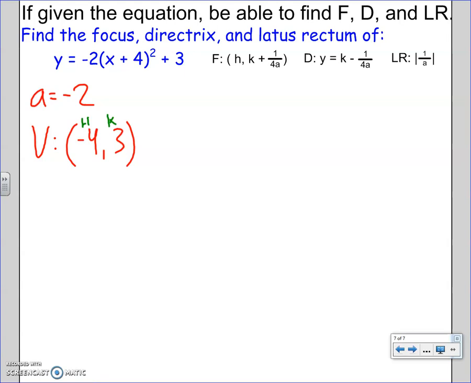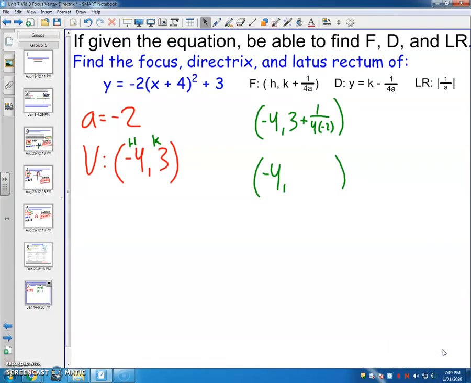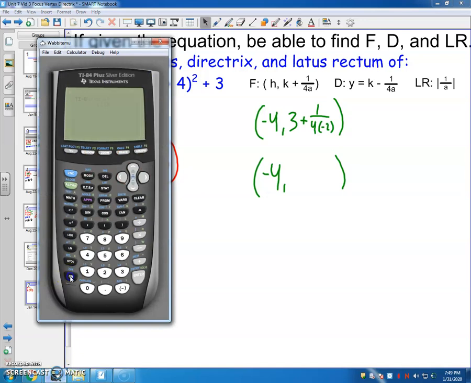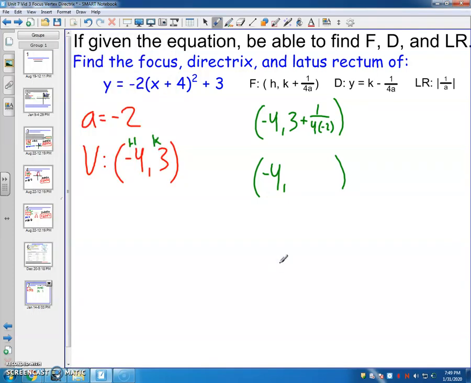So F says it's a point, parentheses, this is H is -4, comma, K is +3 plus 1/4 times -2. I'm going to type that in my calculator, but x doesn't change. So let me get a calculator real fast. Definitely use a calculator for this. There's going to be a lot of fractions. So that is 3 plus the fraction, on top is 1, on bottom is 4, parentheses, -2. The calculator will give you the final answer in the correct reduced fraction, 23/8. Done. We found the focus.